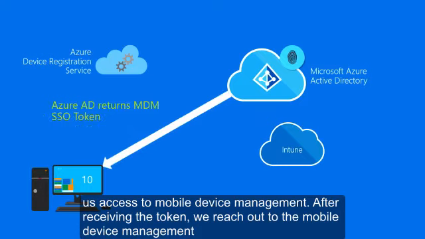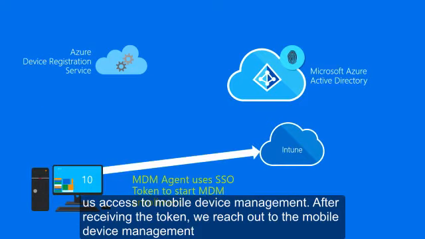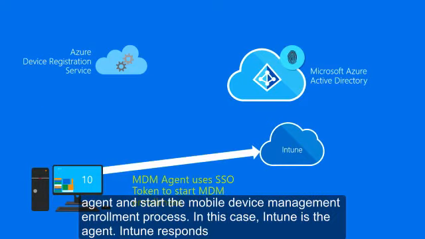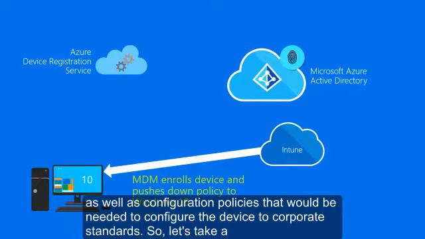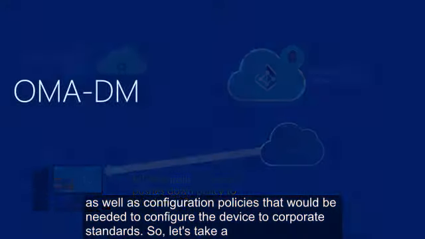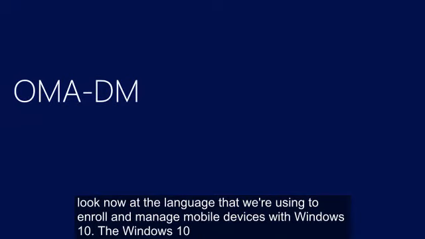After receiving the token, we reach out to the mobile device management agent and start the mobile device management enrollment process. In this case, Intune is the agent. Intune responds by enrolling the device and then starting to push policies to the Windows 10 device. These can be compliance policies as well as configuration policies that would be needed to configure the device to corporate standards. So let's take a look now at the language that we're using to enroll and manage mobile devices with Windows 10.